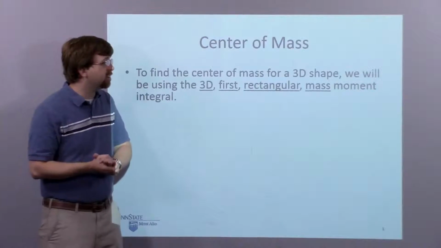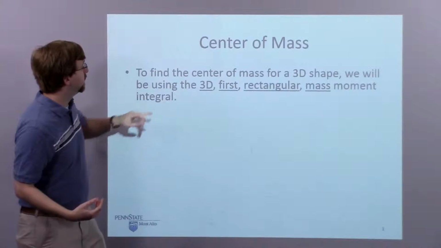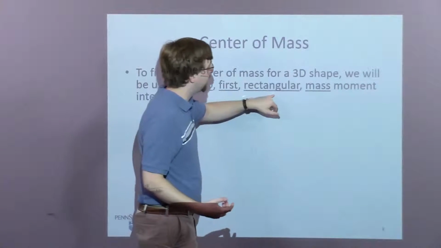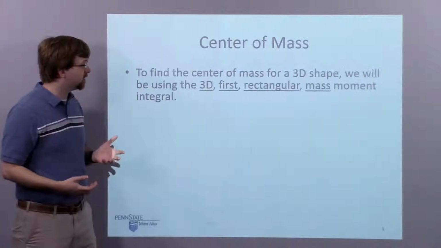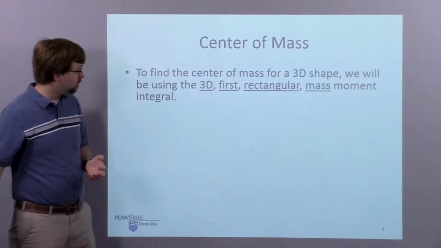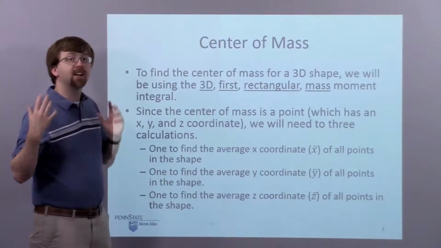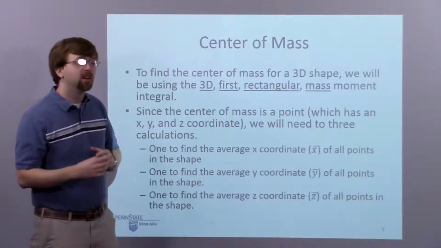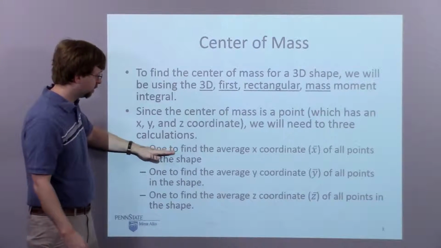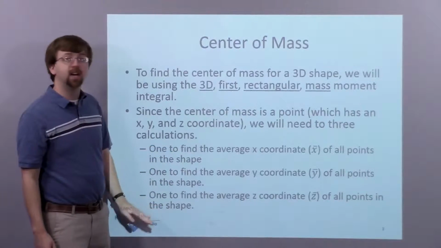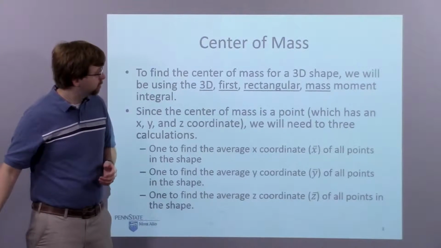Alright, so to find the center of mass for a 3D shape with integration, we want to use the 3D first rectangular mass moment integral. This is the type of integral we need to use. And since the centroid is a point which has x, y, and z coordinates, we're going to need to do potentially up to 3 calculations. One for the x, one for the y, and one for the z. Which means we're going to be doing a lot of calculus for this.